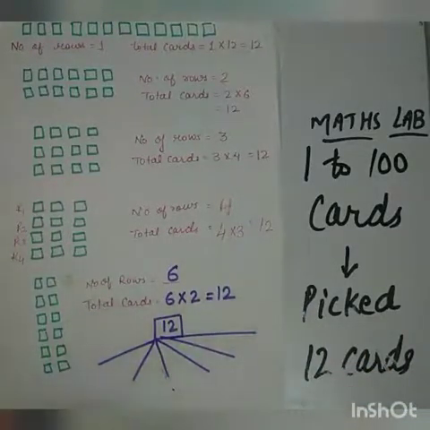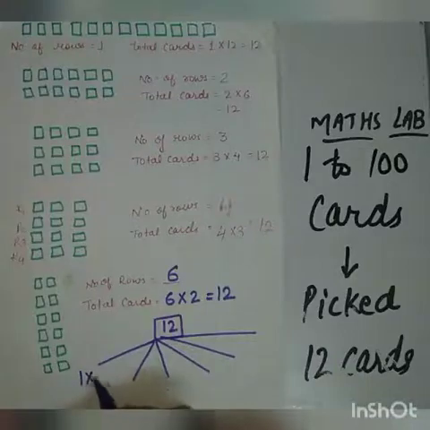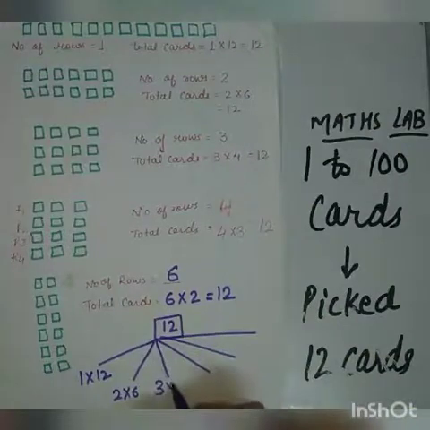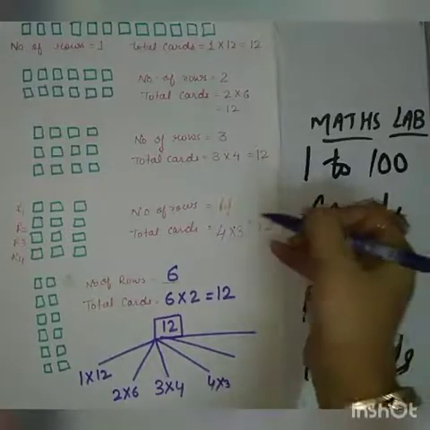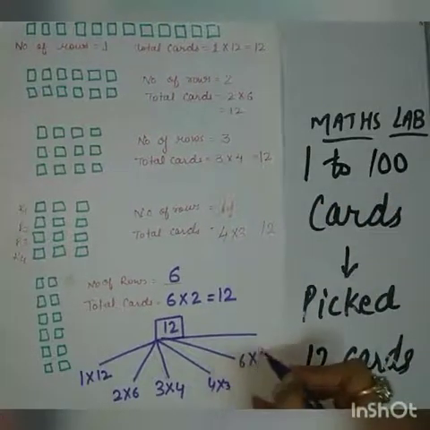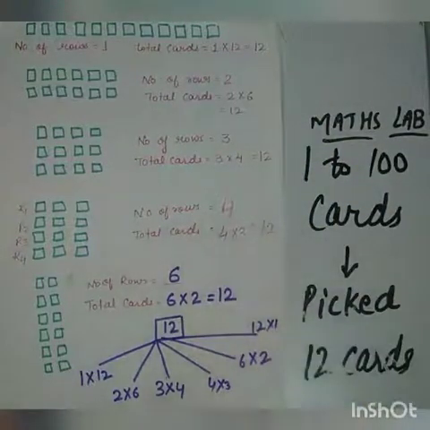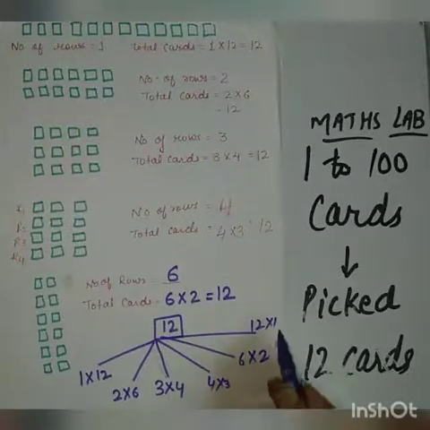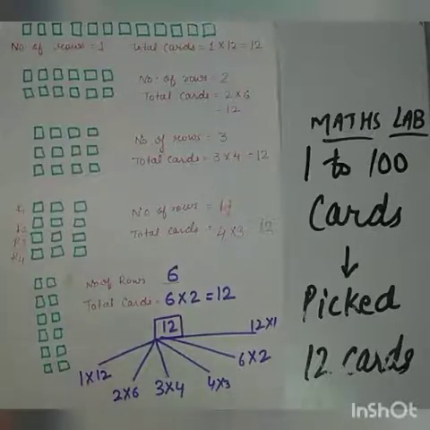So 12 can be written as a product of two numbers in different ways. 1 multiplied by 12, 2 multiplied by 6, 3 multiplied by 4, 4 multiplied by 3, 6 multiplied by 2 and 12 multiplied by 1. So these numbers like 1, 2, 3, 4, 6 and 12, these numbers are known as factors of 12.